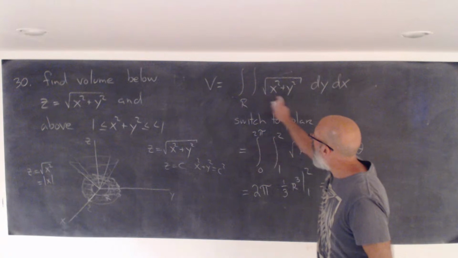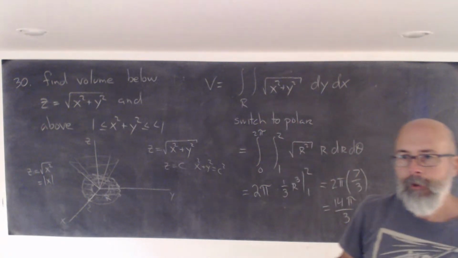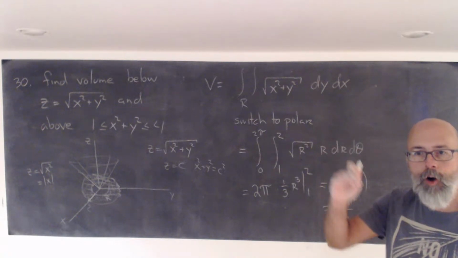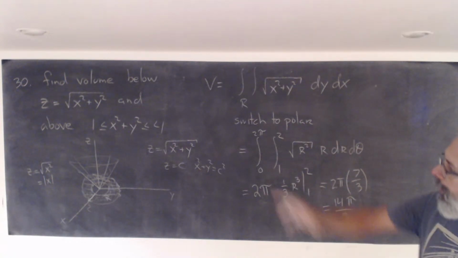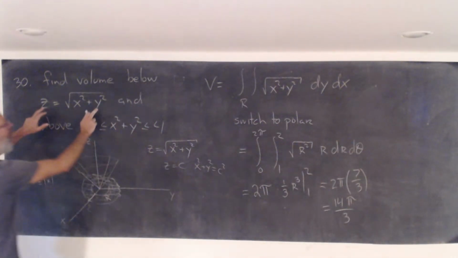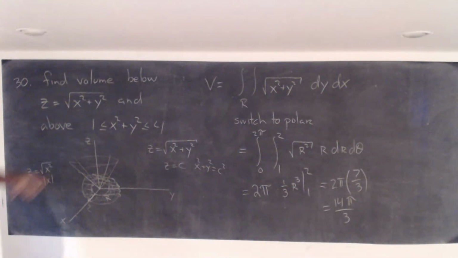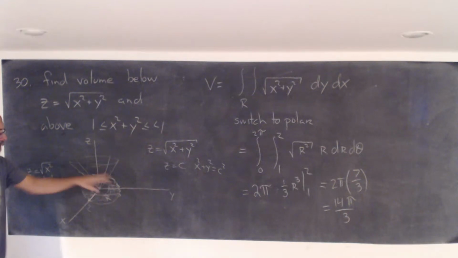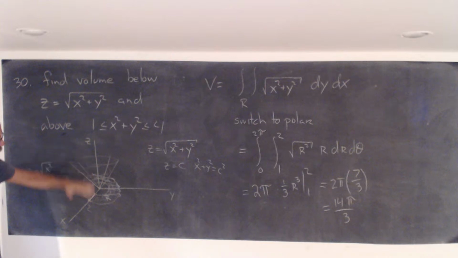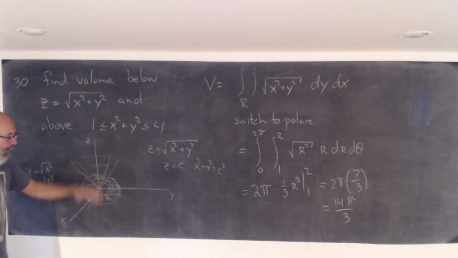Well, how do we get the volume equation? You know that a double integral is really the volume underneath the function. And that's what we're looking for. We're looking for the volume below this function, but above this region. So it's the volume underneath the function above the xy plane.